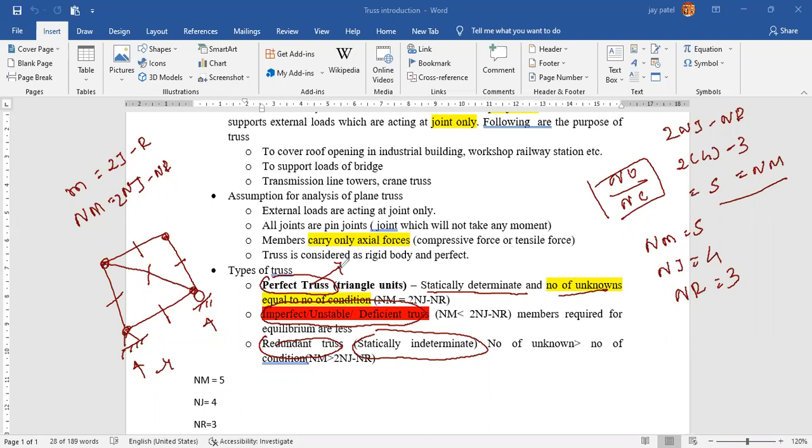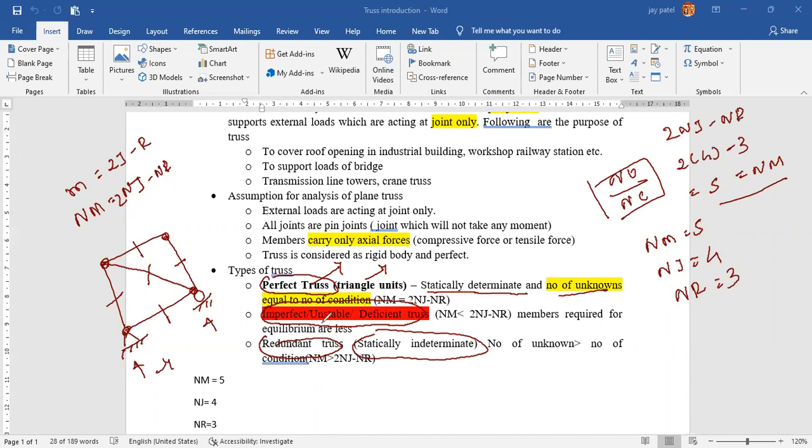Now, determinacy of a truss may be internal or external. I am not going into detail of static determinacy and indeterminacy, as it is part of the structural analysis subject, but all of you know what static determinacy and indeterminacy are. We are not going to check static determinacy internally. We have classified based on external determinacy, so we are not going to classify based on internal. Is it clear or not? Please confirm. Every triangular unit is stable. Every triangular unit is stable and perfect. A perfect truss is a stable one.